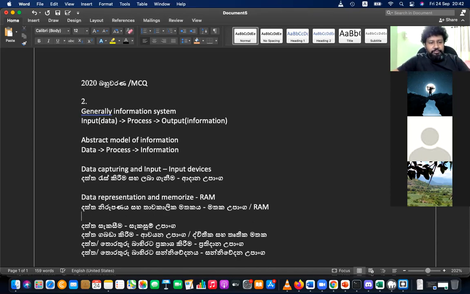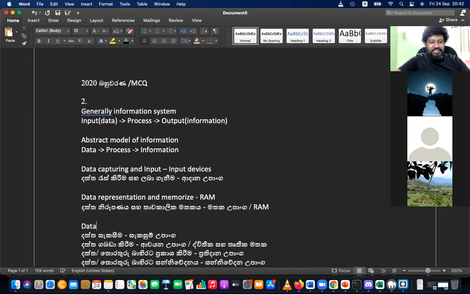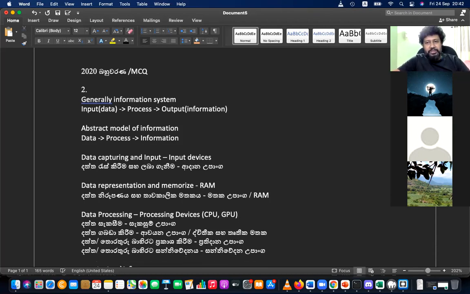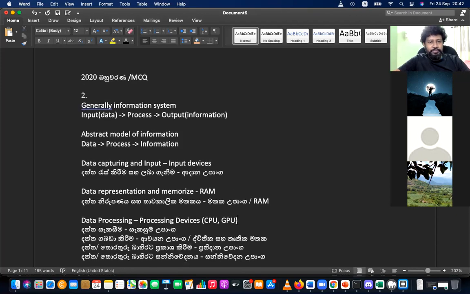And the next one, data processing. What are the processing devices that you have in your computer? There are two processing devices available. Can you remember their names? One is the central processing unit, the other one is the graphic processing unit, CPU and GPU. These are the two processing units available in your computer.